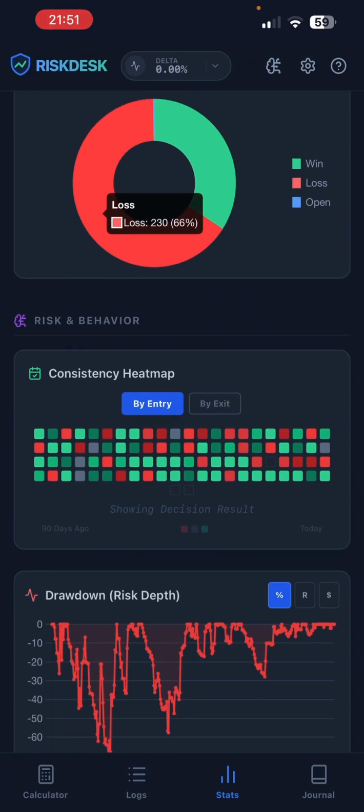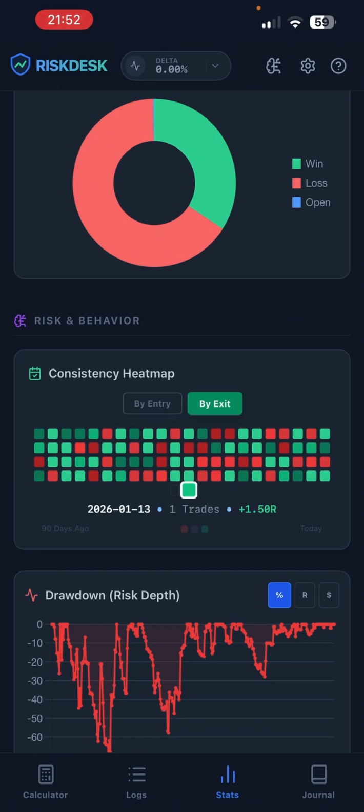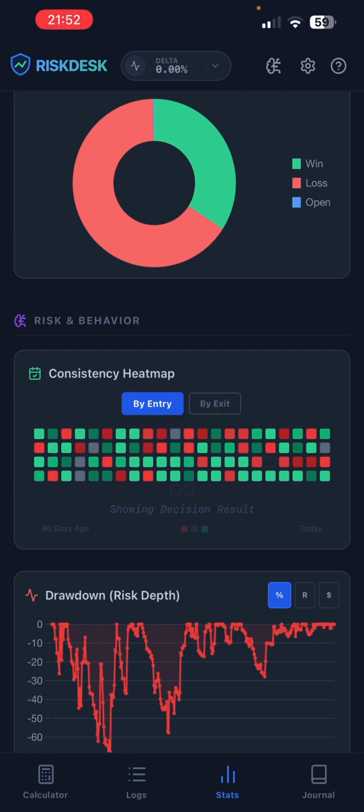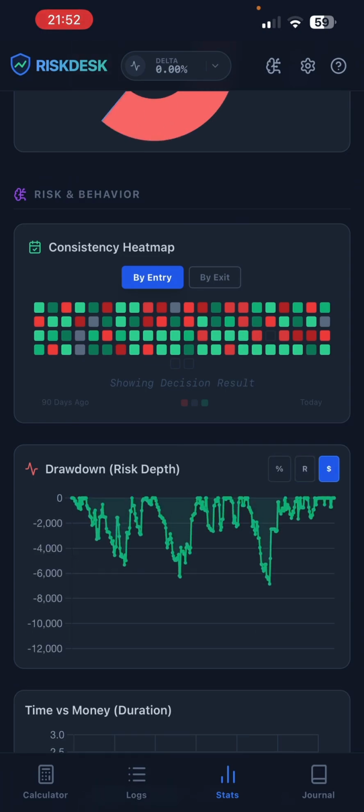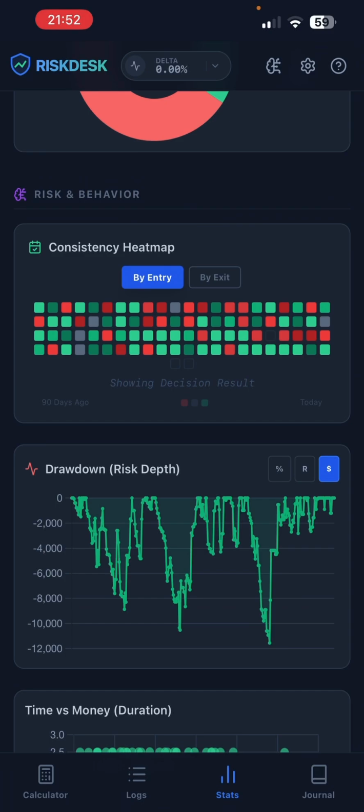You can see a consistency heat map. This shows you, either by entry or by exit, the trades that you've taken on given days and what their outcome is. So if you toggle it between entry and exit, it does what it says on the tin really, it tracks the entry or the exit date. You can see your drawdown risk depth in percentage terms, in R or in monetary value terms.